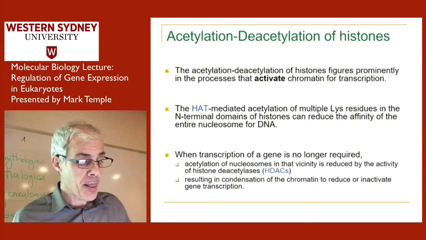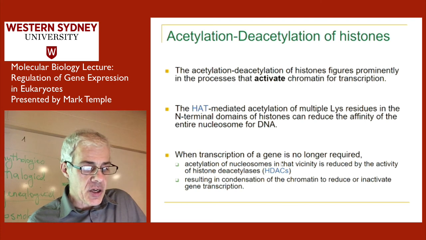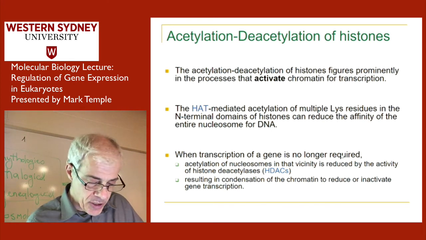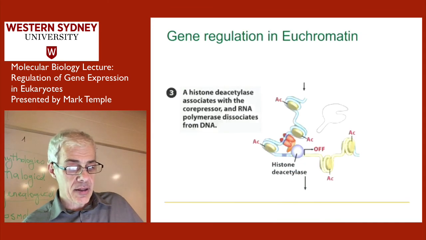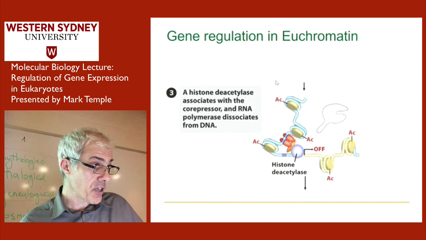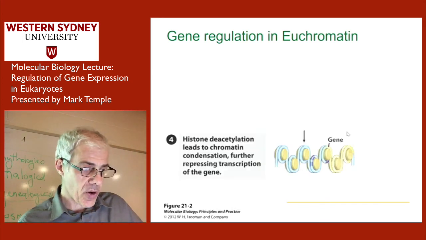Okay. So when transcription is no longer required, then these histone deacetylases are brought into the story, and they tend to allow chromatin to become more tightly packaged, which is what we were looking at in this diagram here, when we had these repressor proteins bringing in the histone deacetylase to turn off gene expression. Okay, so I'm just recapping on some of the points on these diagrams here.